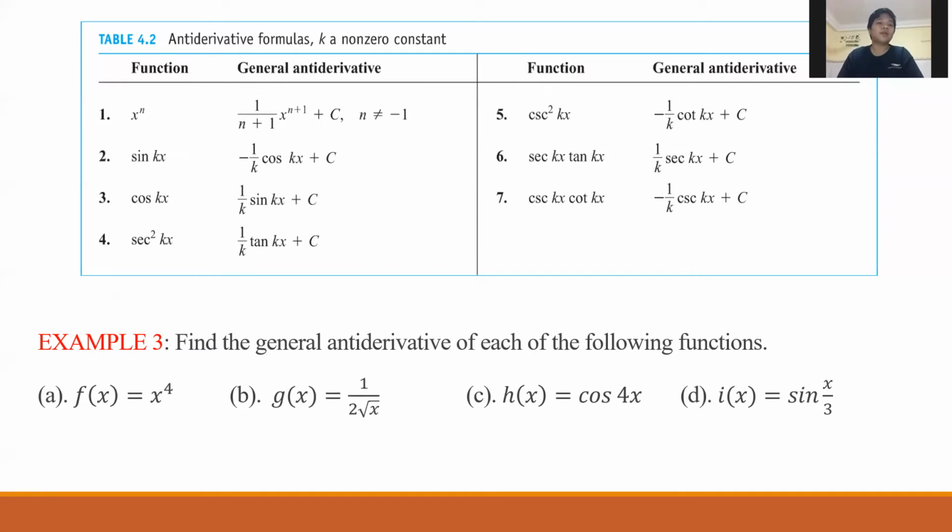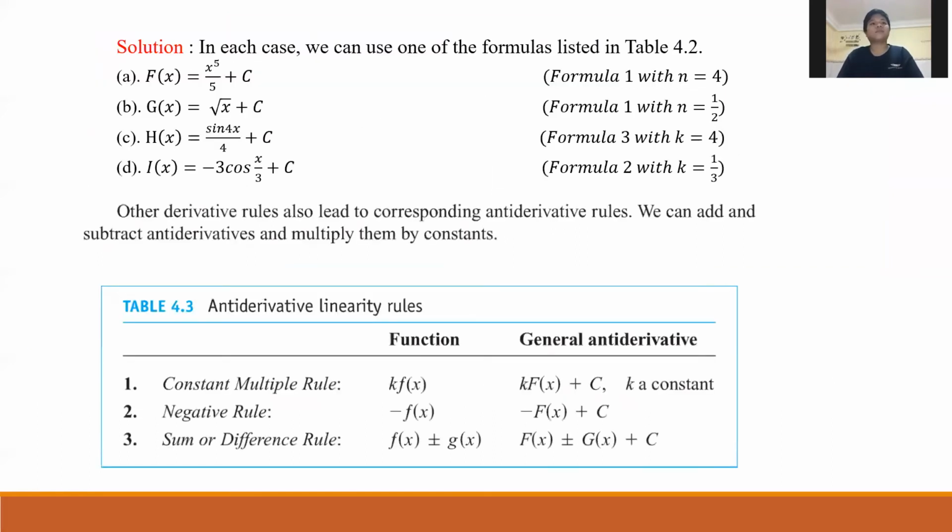F of h equal to h to the power 4, g of h equal to 1 over 2 multiplied by square root of h, h of h equal to cosine of 4h, i of h equal to sine of h over 3. In this case, we can use one of the formulas listed in table 4.2.